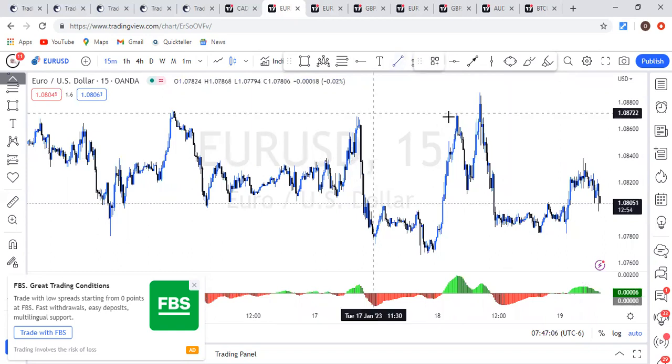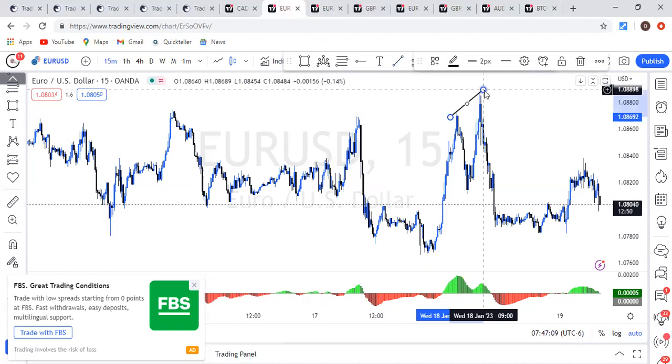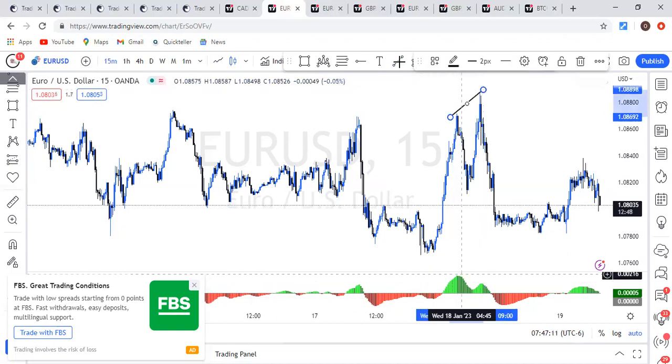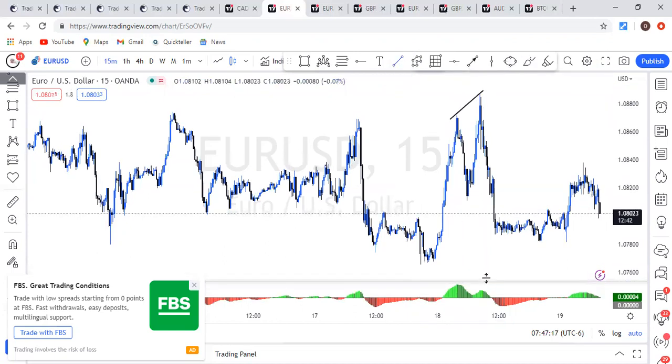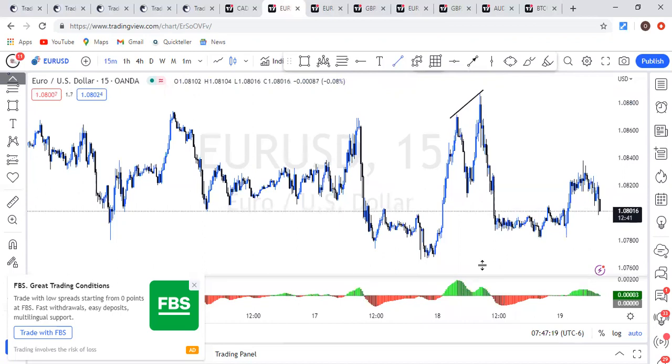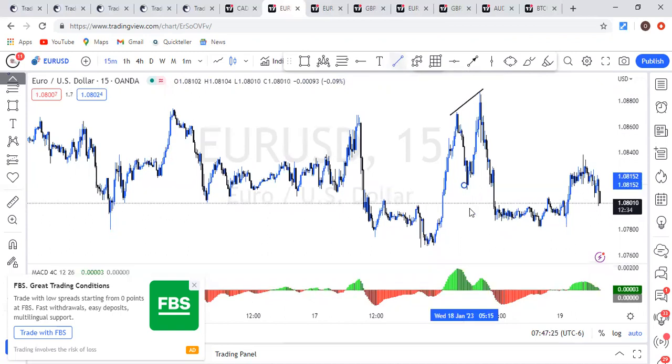EURUSD has been going. Look, EURUSD created a higher high. But on MACD, what did we see? Price created a lower high. What did you see on MACD?